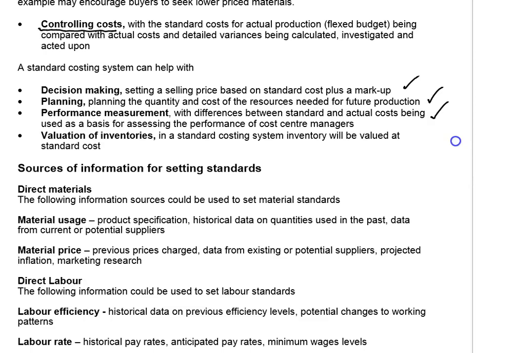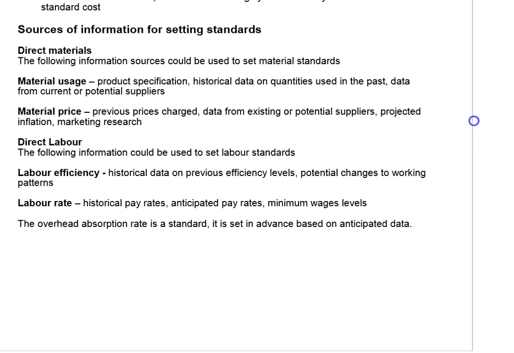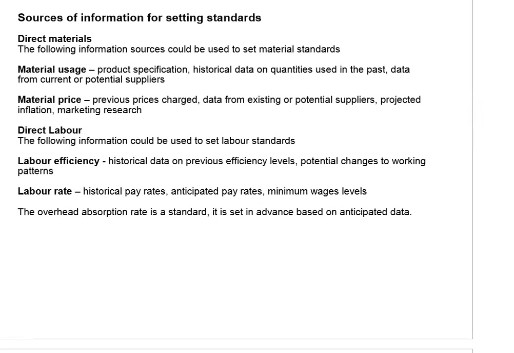Now, businesses have many sources of information which they can use to set a standard. If you look at direct materials, for material usage, they will look at things like product specifications, historical data on quantities used in the past, maybe data from current or potential suppliers. For the standard price that's been set, we would look at previous prices charged, price lists from our suppliers, projected inflation, information that's been gathered from market research.